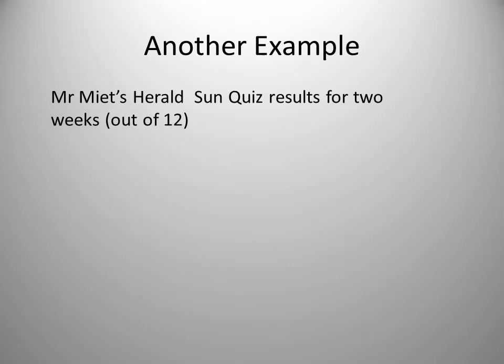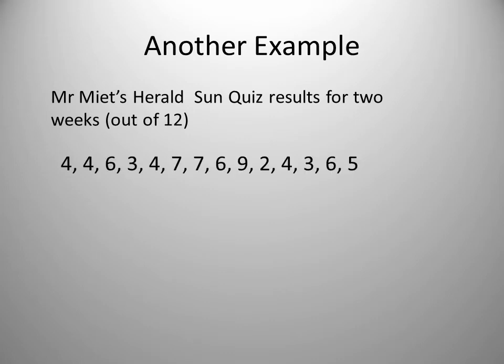Alright, here's another quick example and then we'll move on to something else. Mr. Miette does the Herald Sun quiz each day, does it for 2 weeks. It's out of 12, there are 12 questions. Here's his scores. As you can see, he's pretty stupid. Didn't get many high marks, a couple of 7s and a 9 there, but nothing too great.